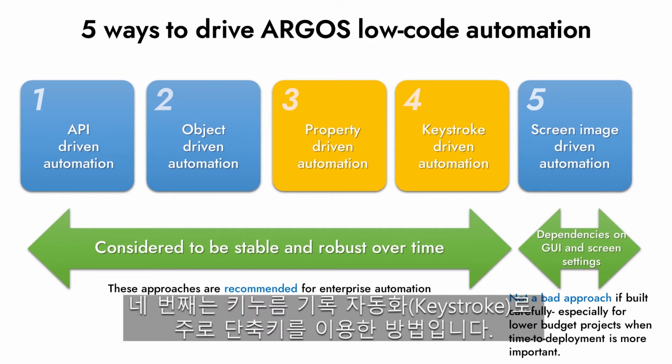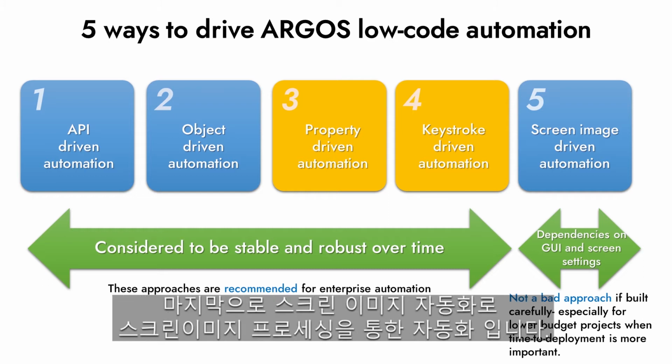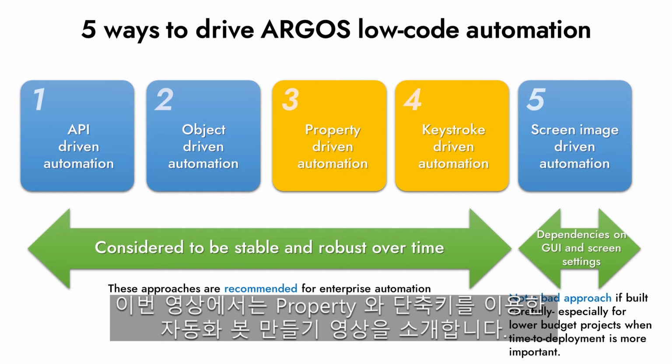Now, the fourth way is the keystroke-driven automation. That's the shortcut keys. Now, in this video, I'm going to talk about 3 and 4. By the way, the fifth way is to drive your bot using screen image. Now, let's go to Stu to show you property-based and the keystroke-based automation.